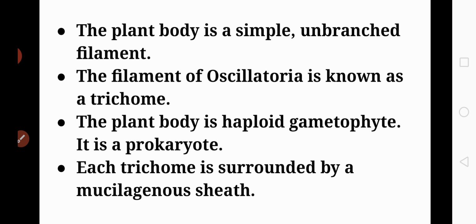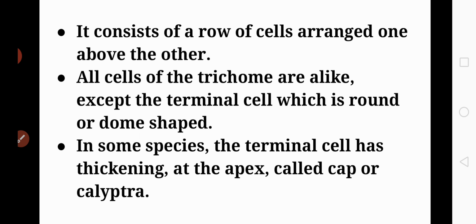It does not possess a well defined nucleus, and like Nostoc, here also each trichome of the Oscillatoria is surrounded by a mucilaginous sheath or gelatinous sheath, and it consists of a row of cells arranged one above the other.